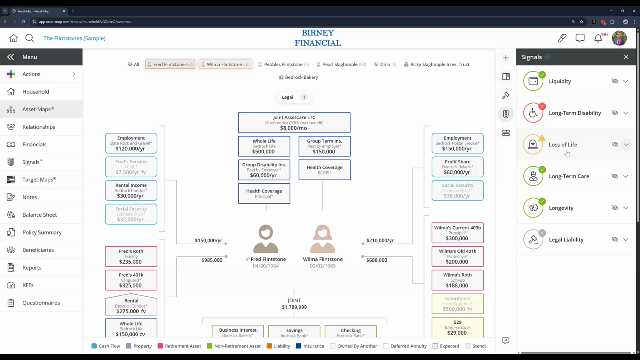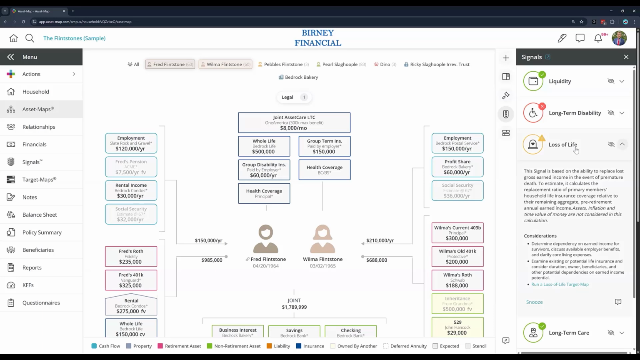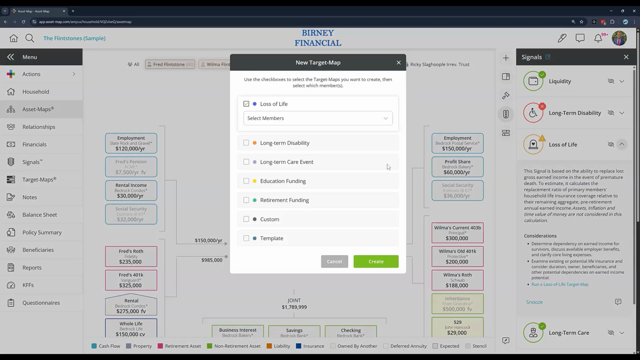Or we share the signals with the client, show them where the areas of concern are and what we want to focus our attention on in the upcoming months and years. For now, though, let's use them as a jumping off point into that broader target map conversation. I'm going to run a loss of life target map right here from the signal and see exactly where we're at today if we lost Fred Flintstone. He's my target for this first target map.